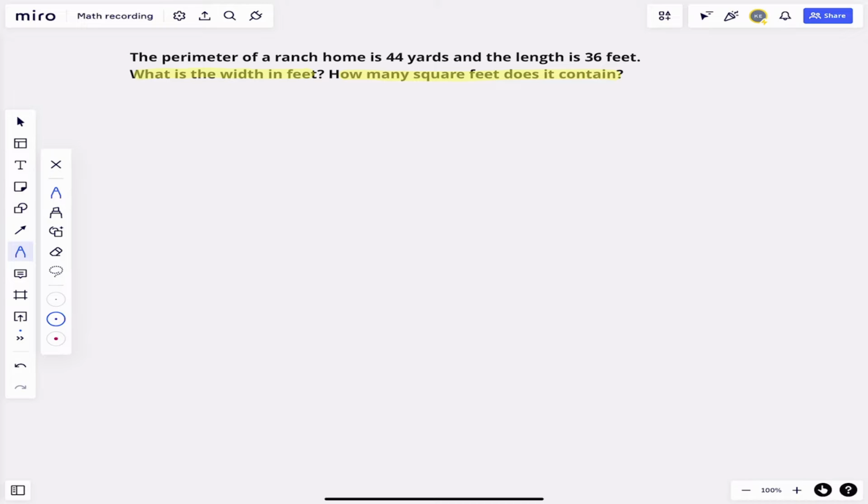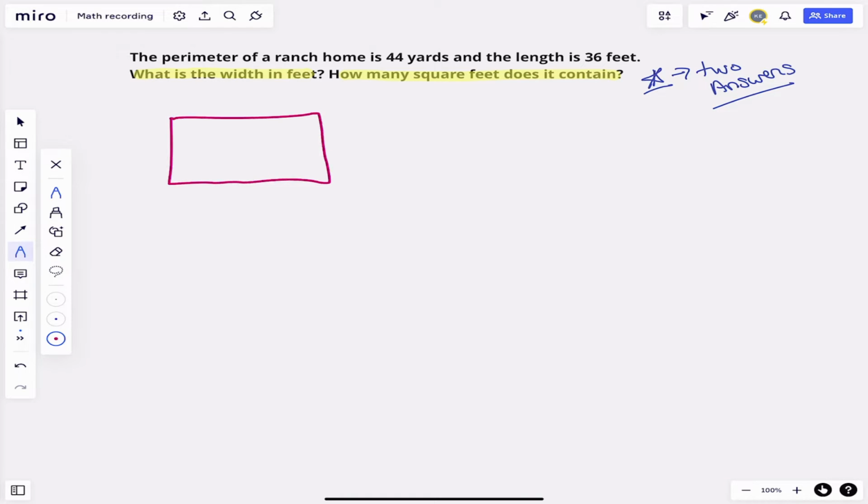And then I'm going to put here a little note because my brain is not good sometimes. Hey, I need two answers. I want to remember that. So now that we've done that, anytime I have an area problem, I like to draw it out. It's telling me the perimeter of a ranch home, which means I'm going to have something that probably looks like this. And then it's talking about the perimeter.